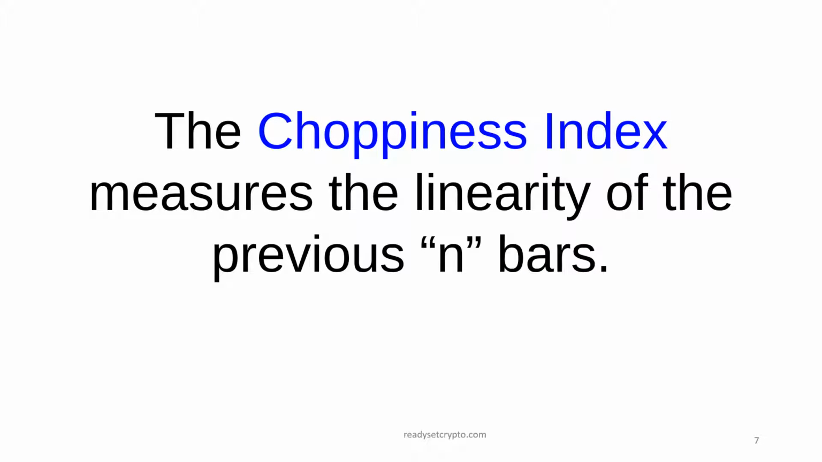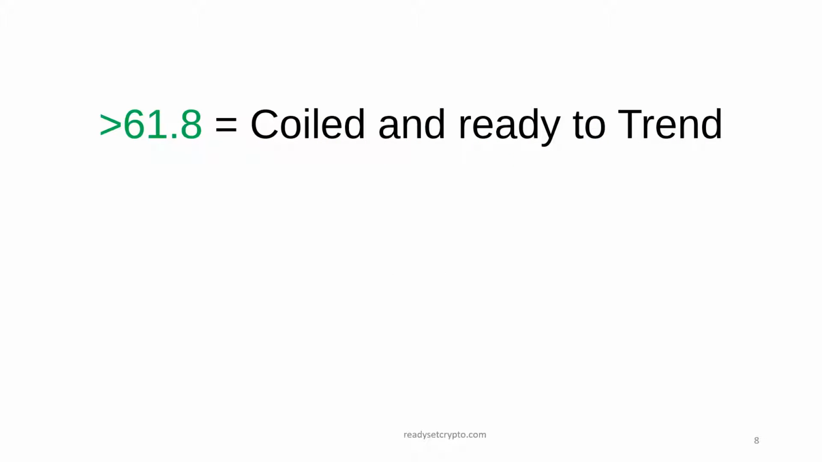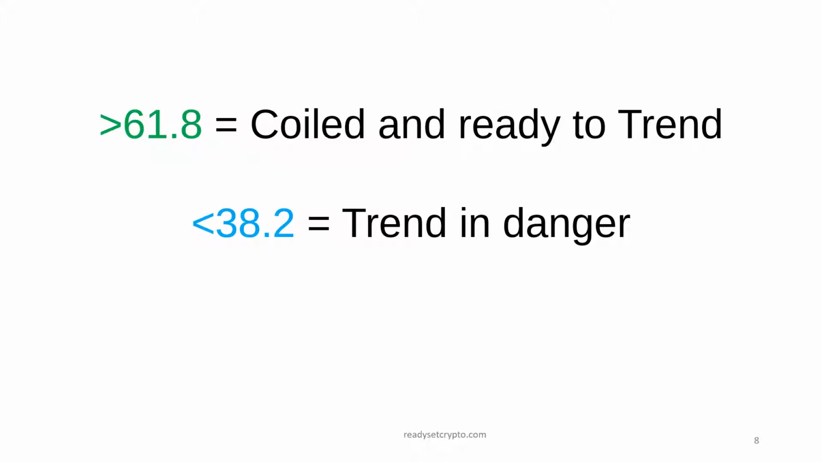So the Choppiness Index measures the linearity of the previous N bars. Typically, we're using a period of 14. And the levels that we're going to look for is a very high level, which is greater than 61.8, means this is a chart at this time frame that is coiled up and ready to trend. If we see it drop below 38.2, that means that a trending market is in danger of losing that trend.